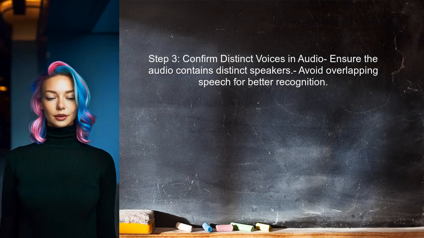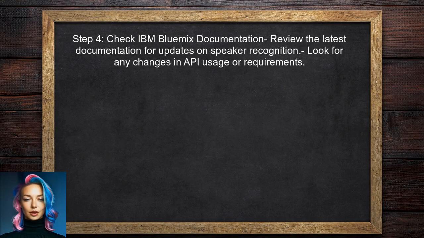Additionally, the user should confirm that the audio being recorded contains distinct voices. If the audio has overlapping speech, it may affect the ability to identify speakers accurately. Finally, if the user has verified all settings and the issue persists, they should consider checking the IBM Bluemix documentation for any updates or changes regarding speaker recognition features.